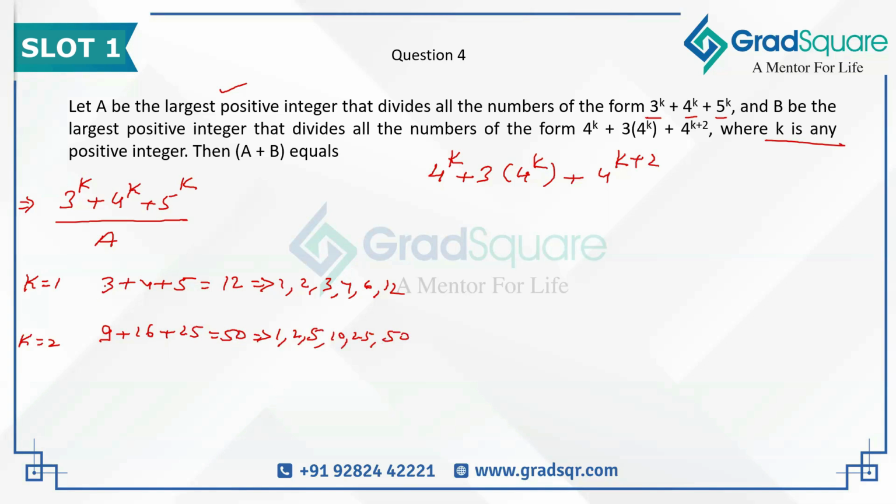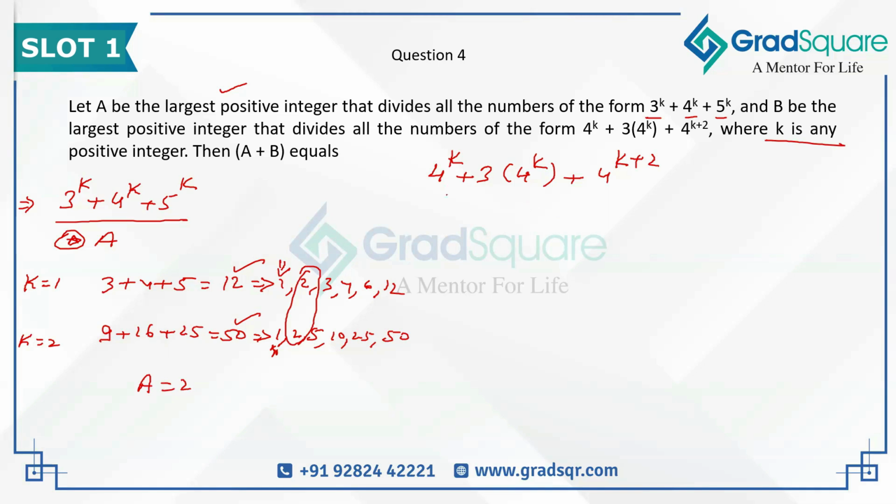Now, A has to be such a number that is able to divide the number 12 also, and able to divide the number 50 also, and largest in its category. That means you are looking at 1 as a number which is able to divide both the numbers, but it is not the largest number. The largest number will turn out to be 2. Beyond this, there is no other common factor between 50 and 12, and hence the value of A will turn out to be equal to 2 over here.